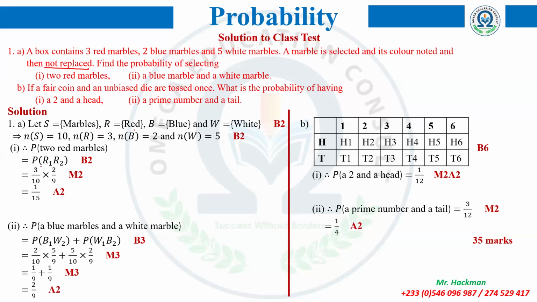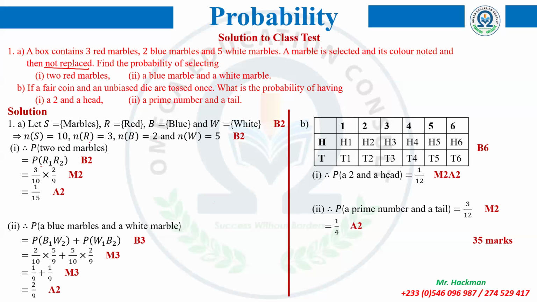We are dealing with red marbles, blue marbles, and white marbles. If you want to add marbles, you can, but the information that we have here is concise and precise. After getting your representation, which must be in set form, you extract the information using set notation. So the number of S will be equal to the sum of all the 3 colors: 3 plus 2 plus 5, and that will give us 10.